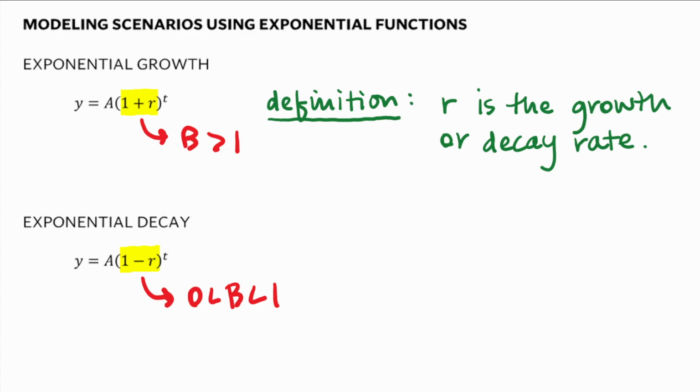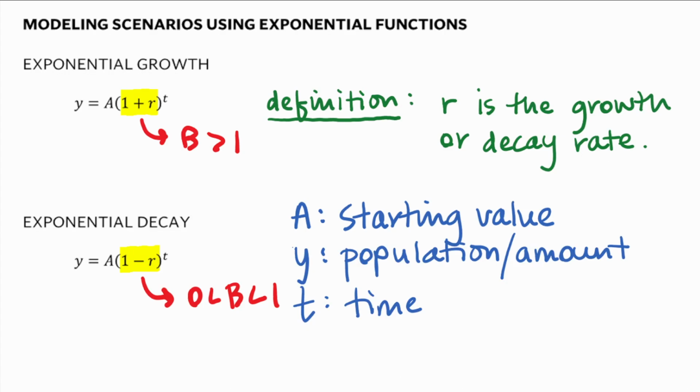But wait, I don't think I really gave you a good idea of what the other variables meant. We saw what r meant, but a is generally representing some sort of initial population, some starting value. And y and t will just be the output and input values, like y and x, where y is the population or amount, and t generally represents time. So, now that I've told you what all the variables mean, let's go ahead and look at an actual example.